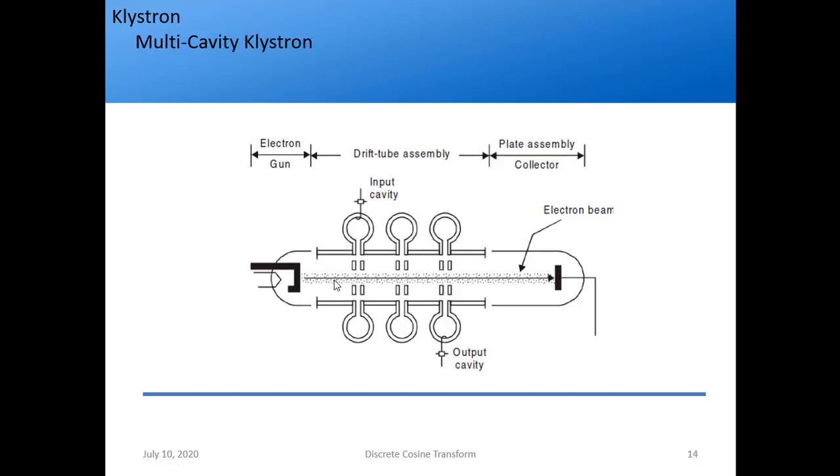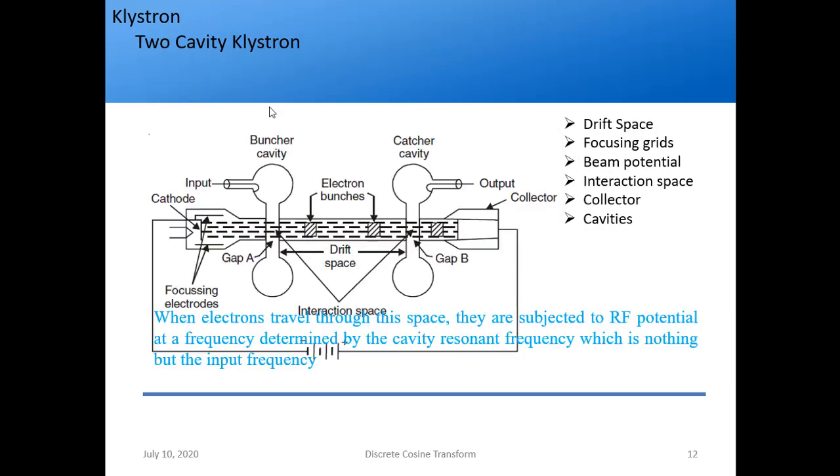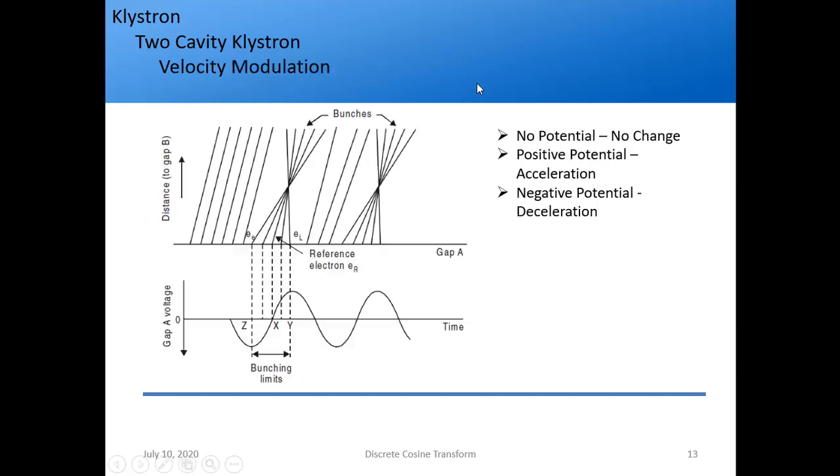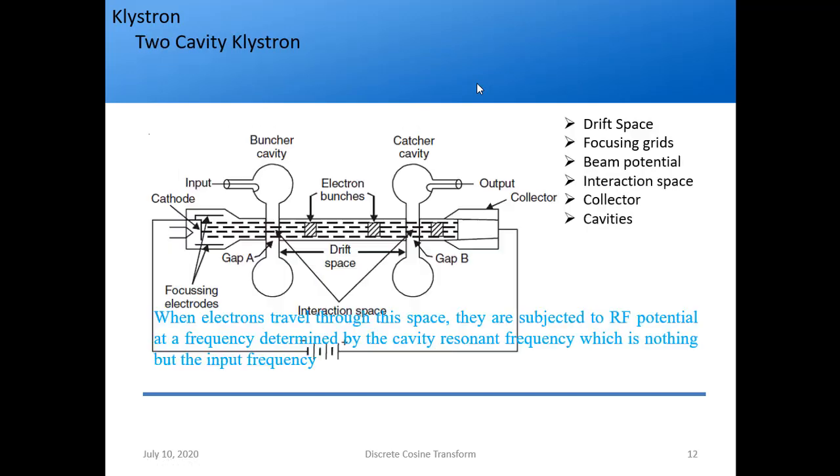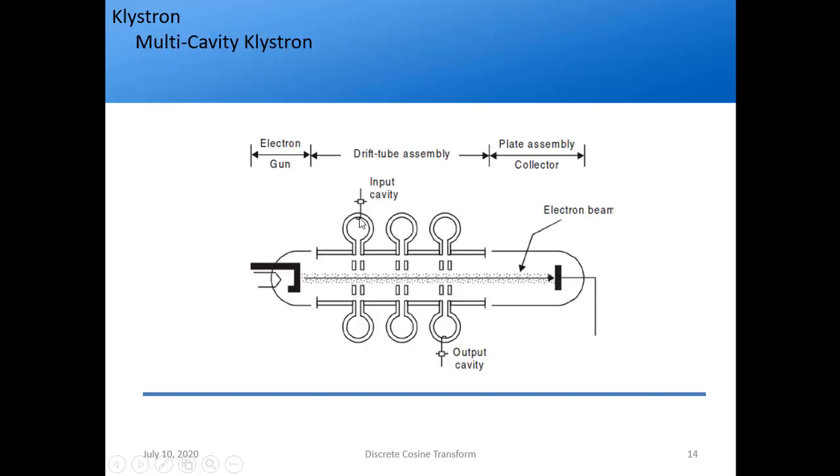Then we have the multi-cavity klystron. The problem with the two cavity klystron is that the gain, or the amplification factor, is quite low. We want a high gain. We can take the example of a BJT, where we have voltage gain, and it should be as high as possible. To increase the voltage gain, we can use a multi-cavity klystron. As the name says, here there were two cavities, so it was called a two cavity klystron. Multi-cavity means more than two cavities, so I'll insert more cavities here.